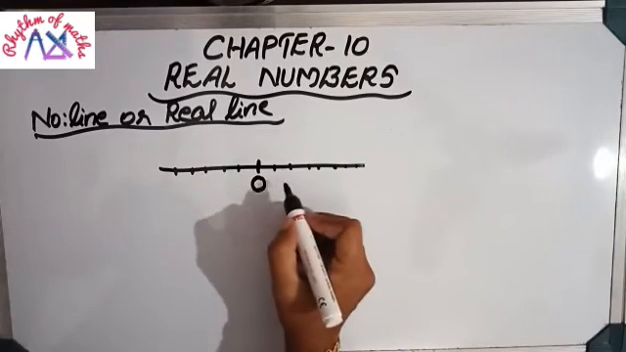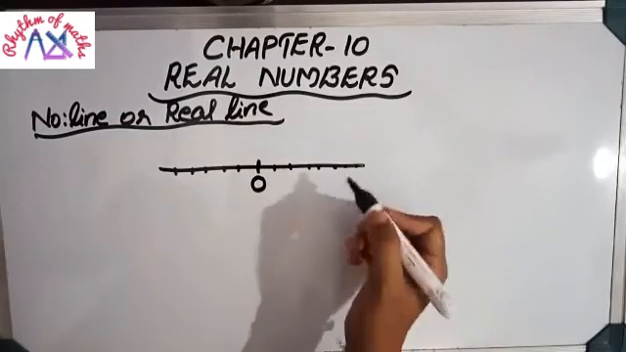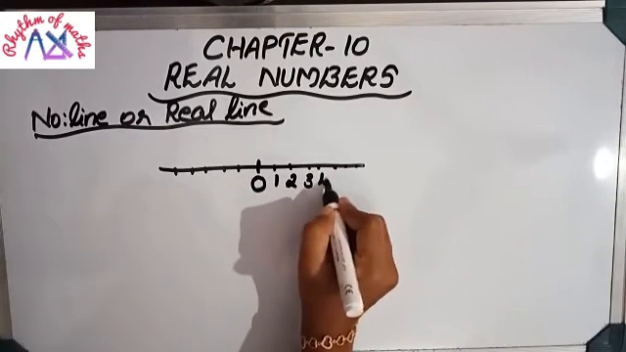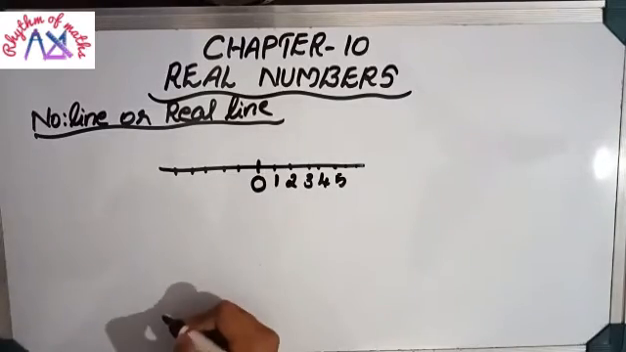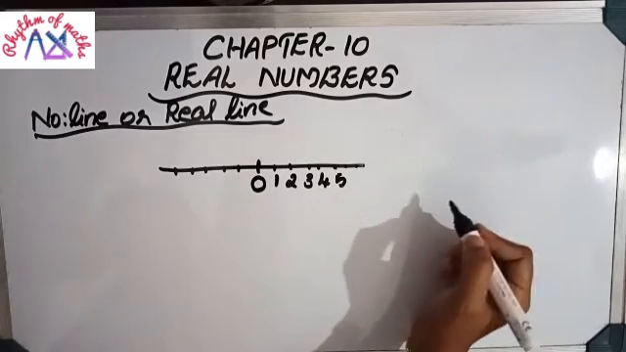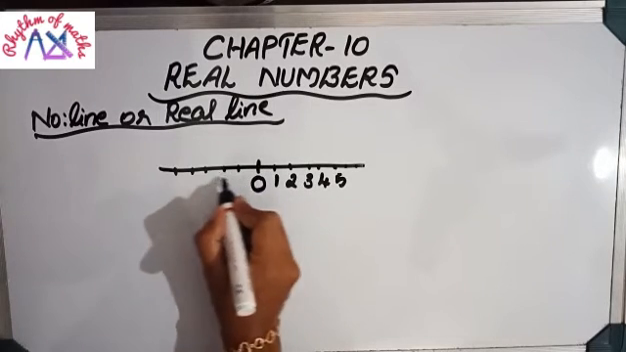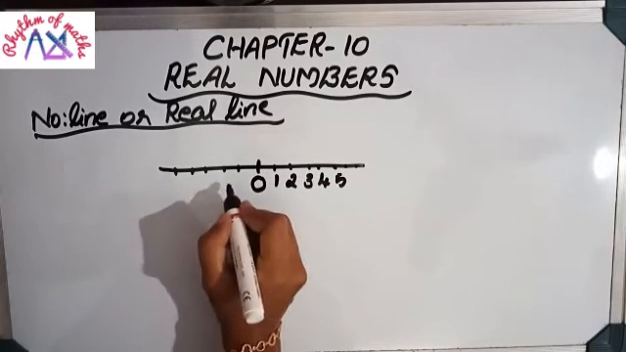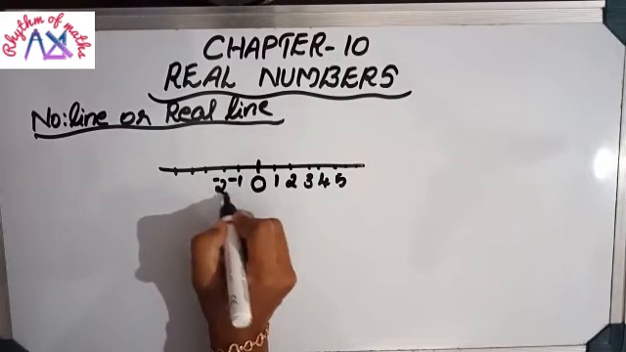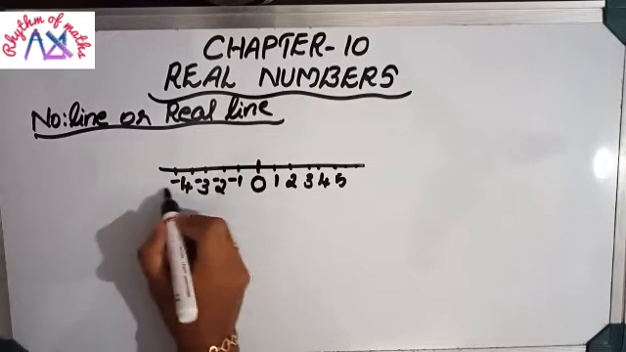On this number line, if we move towards the right, the numbers are getting larger and larger: 1, 2, 3, 4, 5, like this, moving towards all the positive numbers. And if from 0 we move towards the left, the numbers are getting smaller and smaller, because towards the left all are negative numbers: -1, -2, -3, -4, like that. That means it is decreasing.